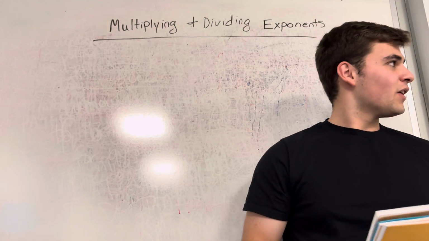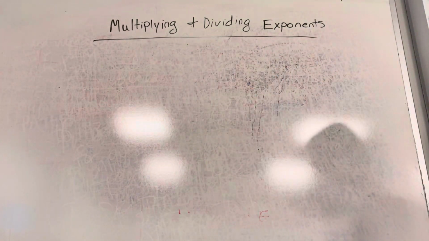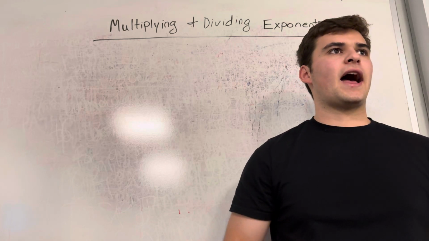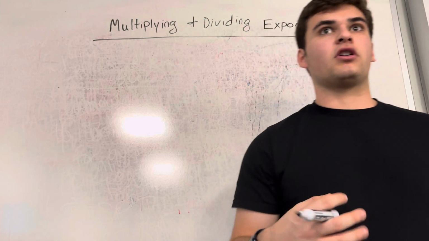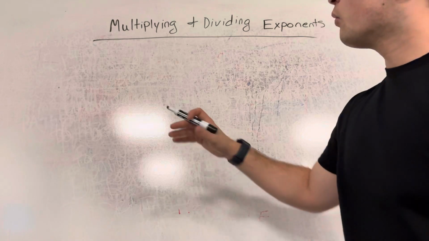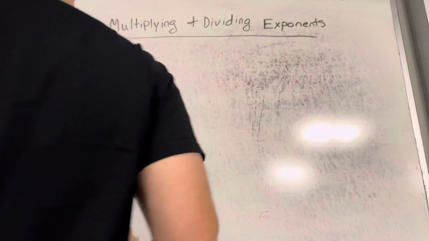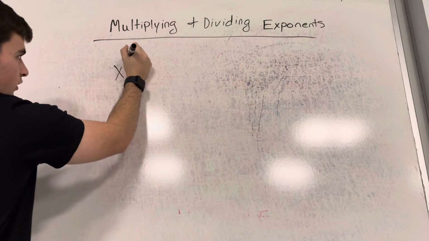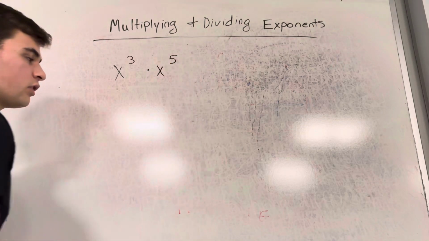Alrighty, so for this week's lesson, I'm going to be talking about multiplying and dividing exponents. At this point, students should have an idea of how to add and subtract exponents, and the parts of exponents. So getting into my lesson, we're going to start off with multiplying exponents. If I want to multiply my exponents, let's take the example x to the third times x to the fifth.